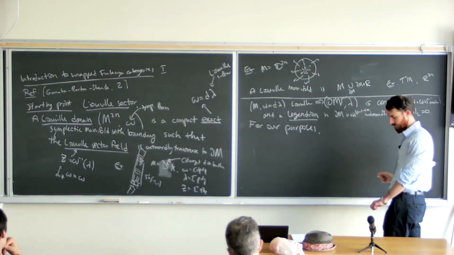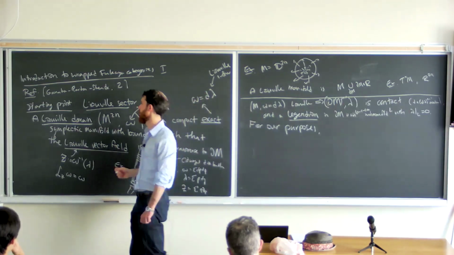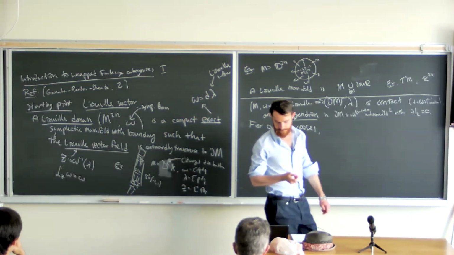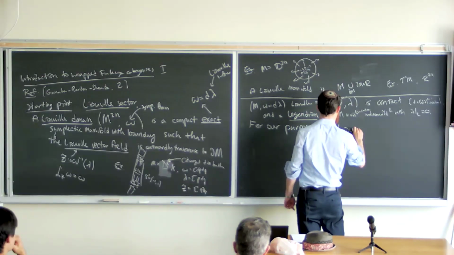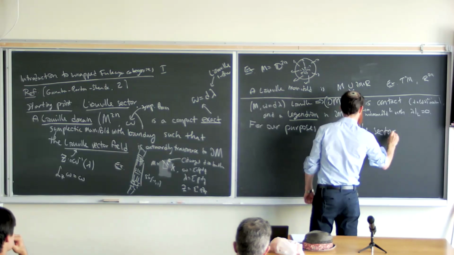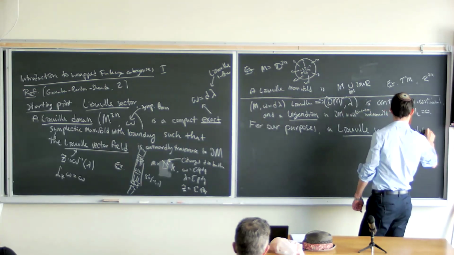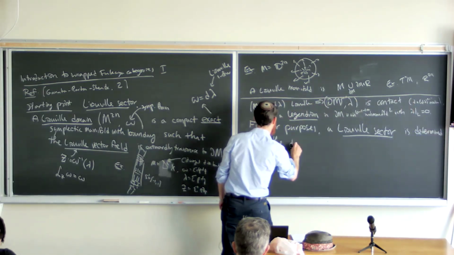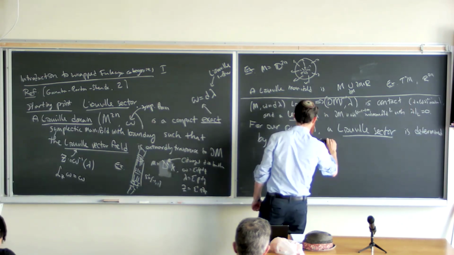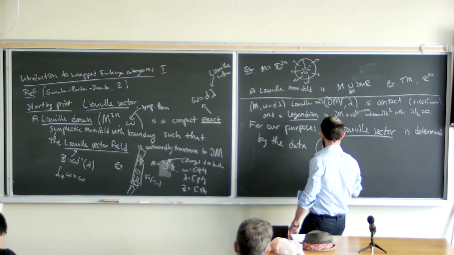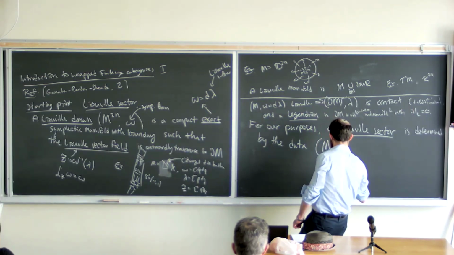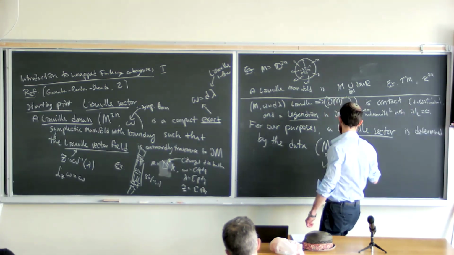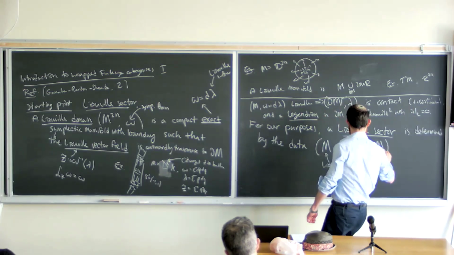So for our purposes, this is not actually the complete definition, but it's going to be good enough for the things that we are going to talk about here. So for our purposes, a Liouville sector is determined by the data of M, a Liouville manifold, maybe a Liouville domain, together with a Legendrian in its contact boundary.